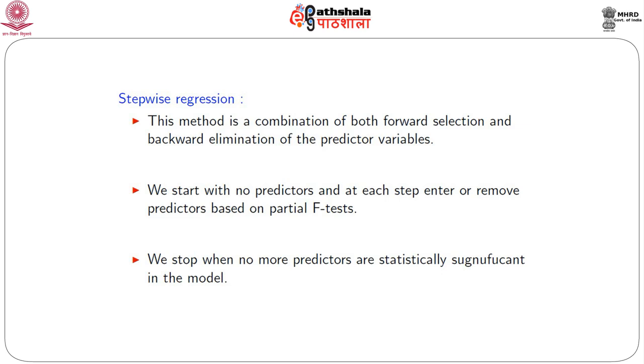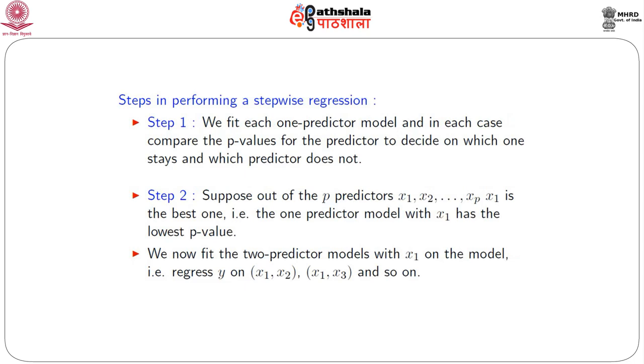So the steps involved in performing a stepwise regression are: we first fit each one-predictor model and in each case compare the p-values for the predictor to decide which one stays and which does not. Suppose out of the p predictors x1, x2, up to xp, x1 is the best one, that is, the one-predictor model with x1 has the lowest p-value. We now fit the two-predictor models with x1 included in the model and regress y on x1, x2, then x1, x3 and so on. Now suppose that the model where y is regressed on x1, x2 is the best two-predictor model.